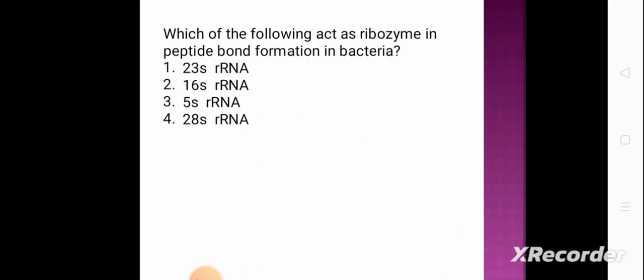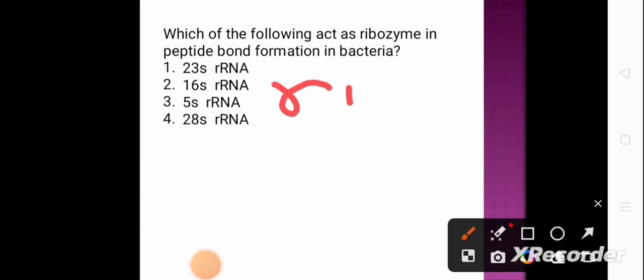The next question. Which of the following acts as ribozyme in peptide-bond formation in bacteria? Option 1, 23S rRNA; option 2, 16S rRNA; option 3, 5S rRNA; and option 4, 28S rRNA. This rRNA means the ribosomal RNA.